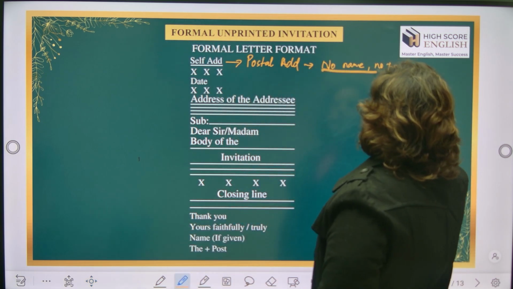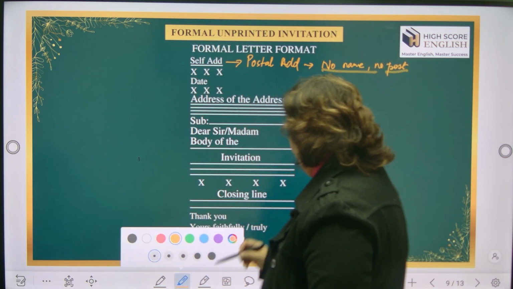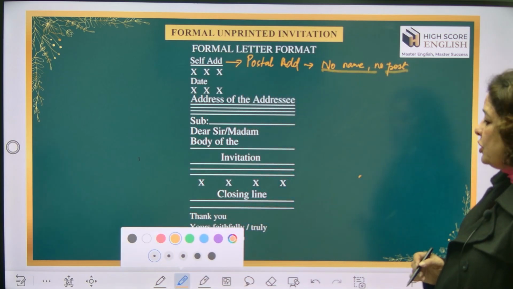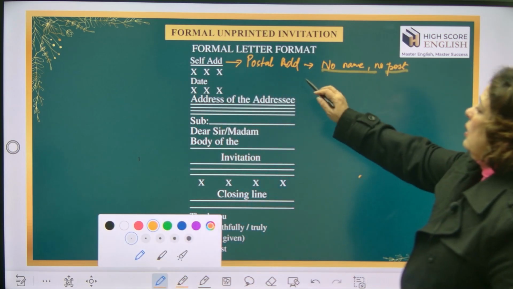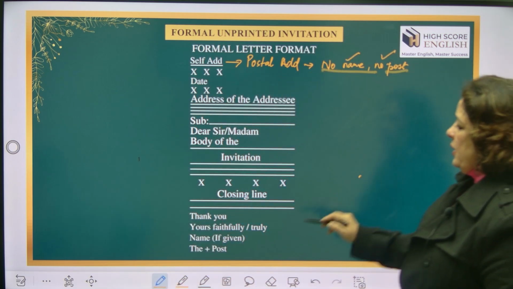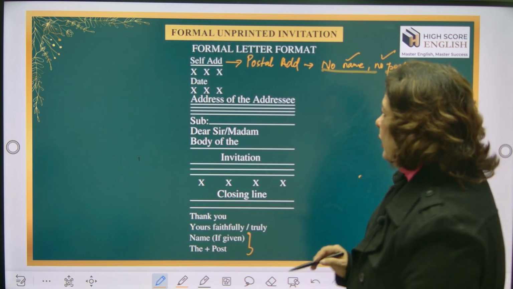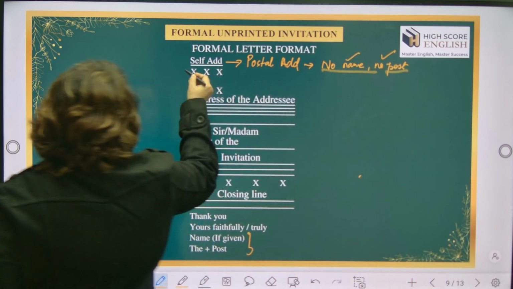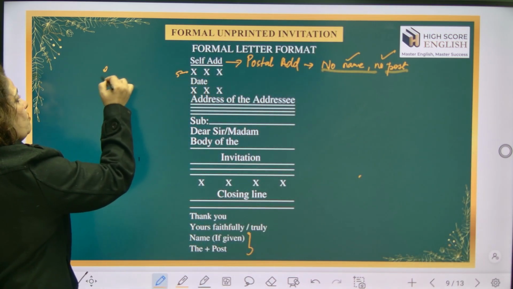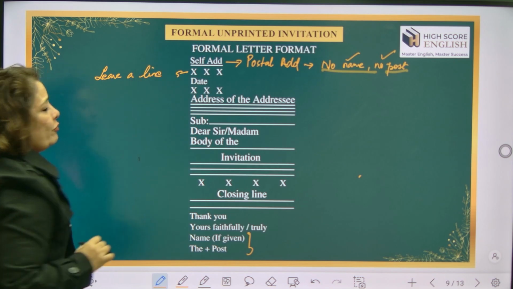You don't have to write the name. You don't have to write the post. Why you don't have to write the name and the post? Because name and post, they are going to come here. Fine. So no need to repeat the whole thing. After that, you're going to leave one line wherever there is a cross. This cross means to leave a line.